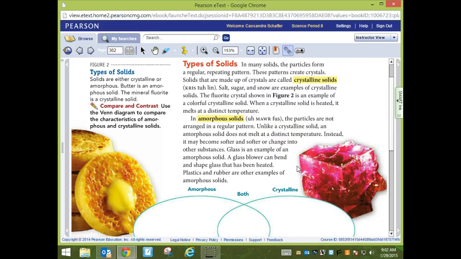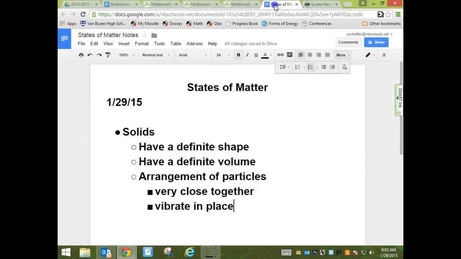In many solids, the particles form a regular repeating pattern. These patterns create crystals. Solids that are made up of crystals are called crystalline solids. Salt, sugar, and snow are examples of crystalline solids. The fluorite crystal, shown in Figure 2, is an example of a colorful crystalline solid. When a crystalline solid is heated, it melts at a distinct temperature. So a crystalline solid, the patterns create crystals, and so those particles have to be in a regular repeating pattern. So let's head back to our notes.